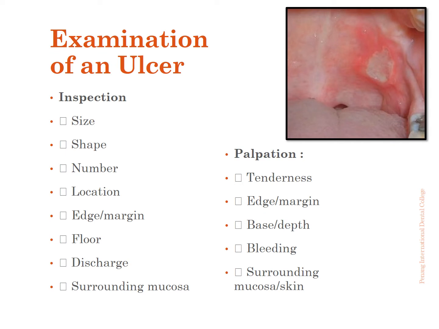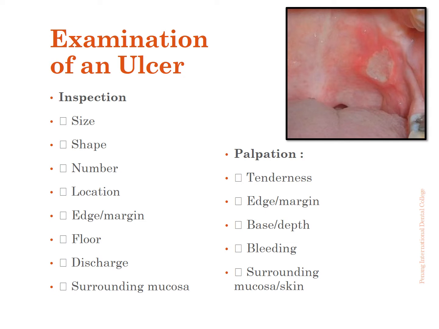When we're talking about examination of an ulcer, we would divide it into inspection and palpation. In inspection, we will note down the size, the shape, number, the location of the ulcer, the edge or margin of the ulcer, the floor, whether it's covered with necrotic slough, and is there discharge, is there pus oozing out, or is there some form of interstitial fluid oozing out, and also about the surrounding mucosa. What is the condition of the surrounding mucosa?